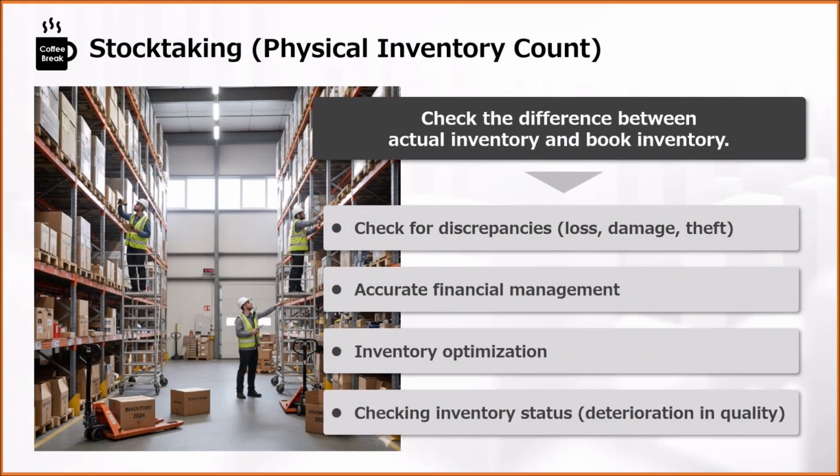Here, I would like to introduce stock taking or physical inventory count. Although we will not cover it in this course, the actual physical inventory and the system inventory may differ. Periodically checking this discrepancy allows for verification of inventory status and accurate financial management. General Warehouse Management Systems, WMS, typically have features to reflect the stock-taking results to reconcile system inventory with the physical inventory. Ultimately, the results of stock-taking are reflected in the accounting system.